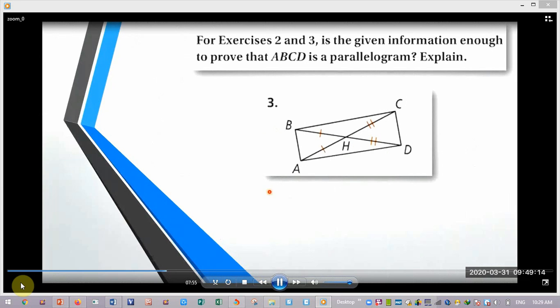Yes, difficult. This shape is a parallelogram.